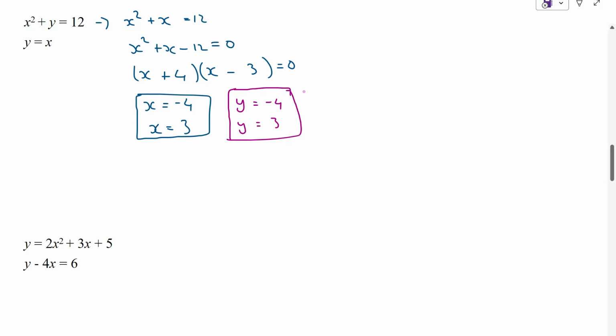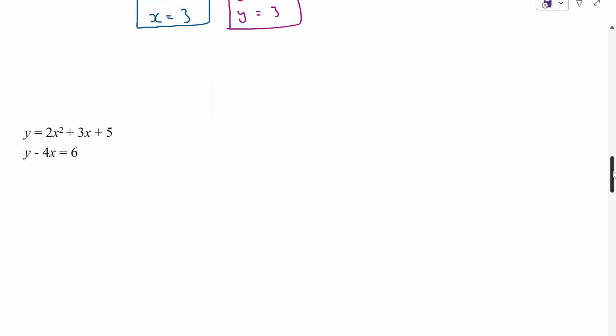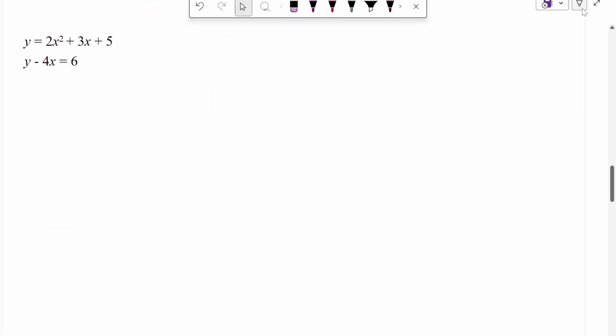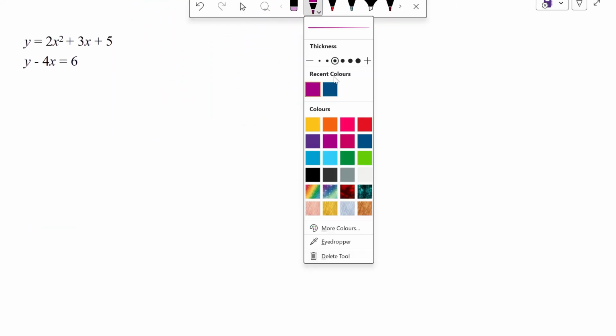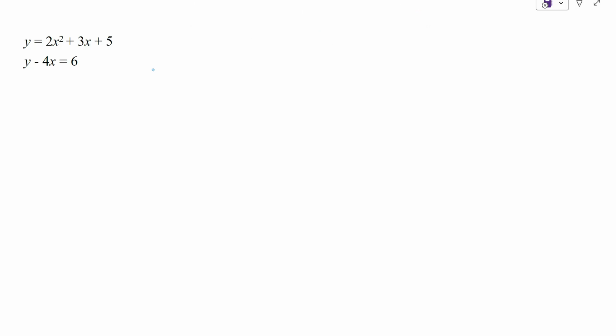Okay, they all check out, so that's fine. Okay, moving on to another practice question. So let's go ahead and rearrange this equation here. We can make y the subject. That seems like the easiest.